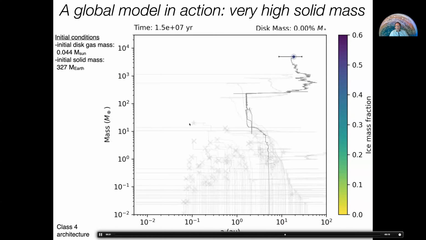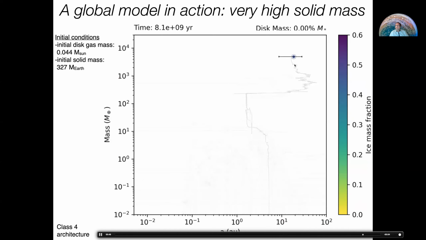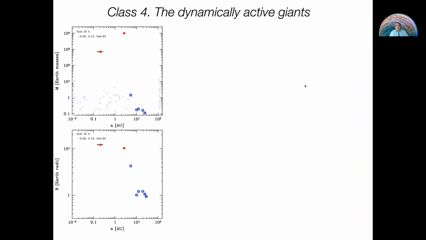So we have here 1 planet which fell into the star. Here we have 1 which was ejected. Here we have other 2 which were ejected or fell into the star. And in the end, we have only 1 very massive, it's about, I don't know, 20 or so Jupiter masses on a very eccentric orbit. And this is the last class. These are dynamically active giants.